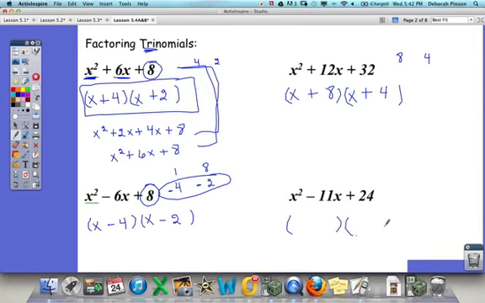Okay, and last one before we get to the ones that people don't seem to like very much. So I need something, let me put my x's in there. I need something that multiplies to 24 and adds up to negative 11. So I think I'm going to use 8 and 3, multiplies to 24, adds up to 11. I need them to both be negative to make it negative 11.